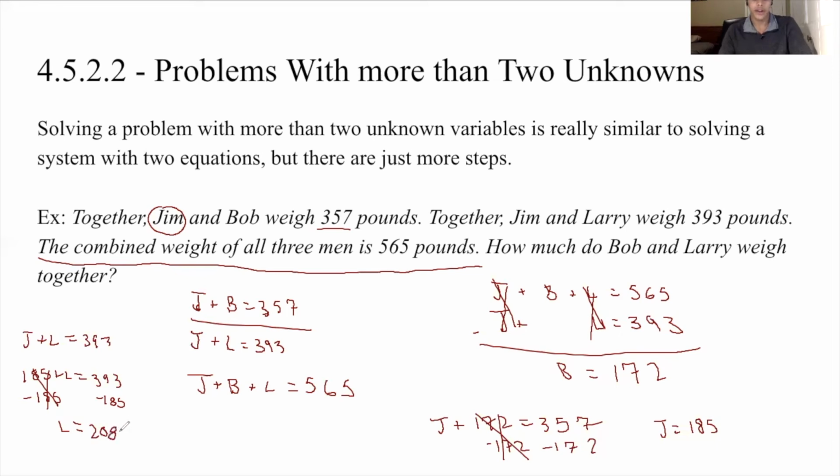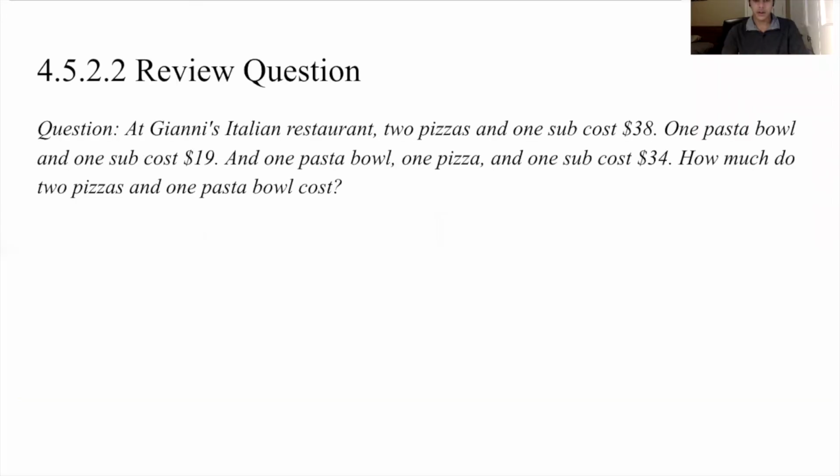208. All right, and then finally, if it's asking how much do Bob and Larry weigh together, we take Larry's weight, which is 208, we take Bob's weight, which is 172, and we add those to get 380 pounds together. All right, and finally, I have a review question with solving a system of equations with more than two variables. If you'd like to try it, I'll give you a few seconds to pause the video, and then I'll explain the answer.